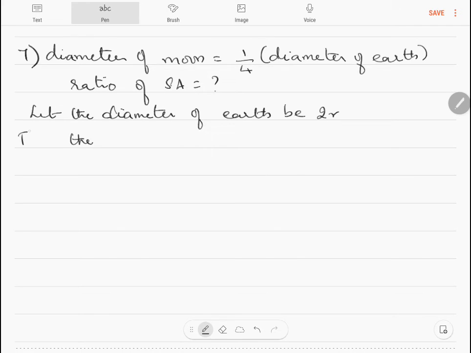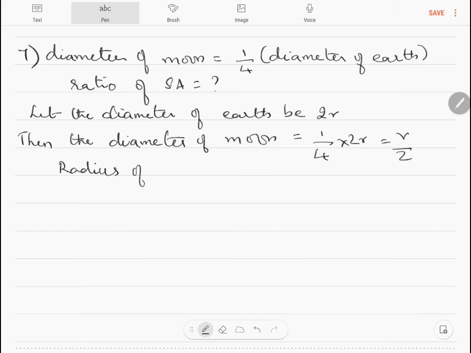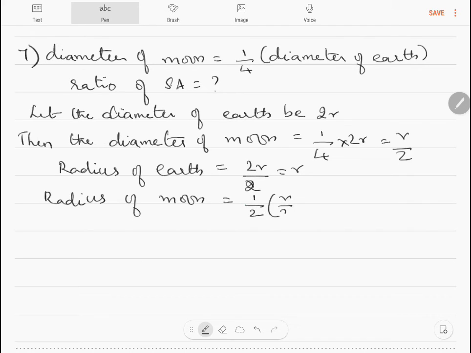Then the diameter of the moon will be equal to 1 by 4 of 2r, which is equal to r by 2. Now we have to find the radius. So to substitute in the formula, the radius of the earth will be 2r by 2, which is equal to r. So the radius of the moon will be 1 by 2 into r by 2, which is equal to r by 4.